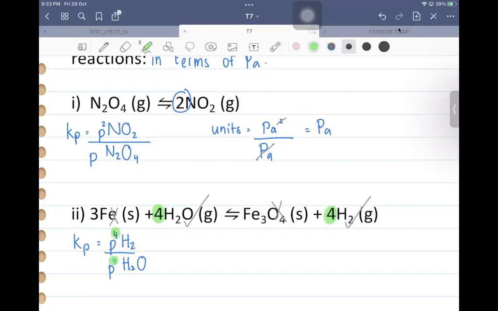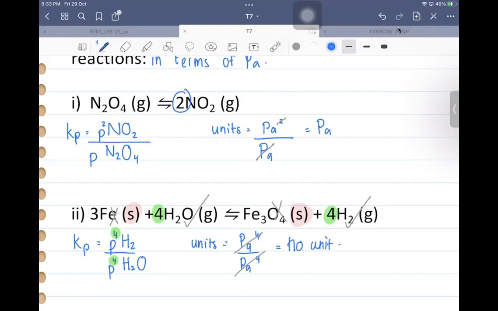Okay, so I'll just highlight that. And then these ones are solid, so therefore they're not included in the expression. For units, each P is Pascal, but since my partial pressure is raised to the power of 4, I've got Pascal to the power of 4. The bottom one is also Pascal to the power of 4. They cancel out nicely, so that means my unit is no units.